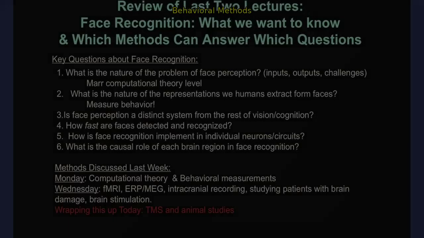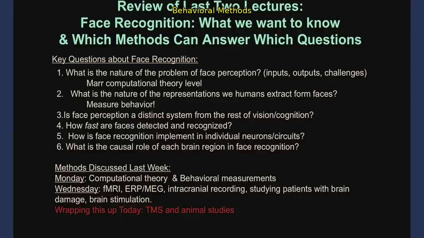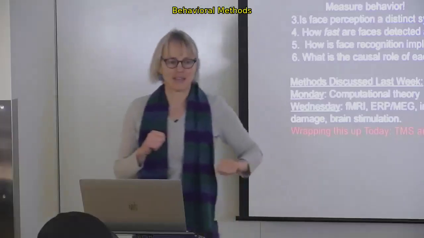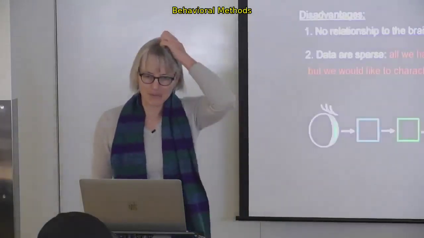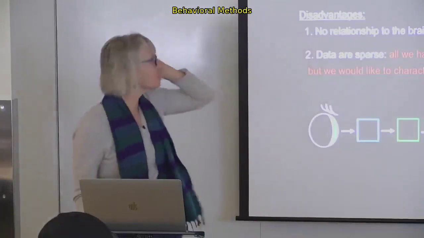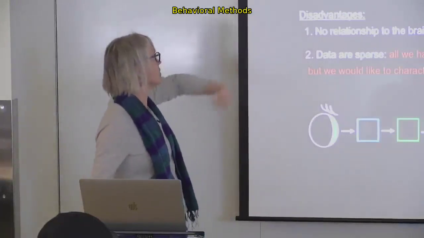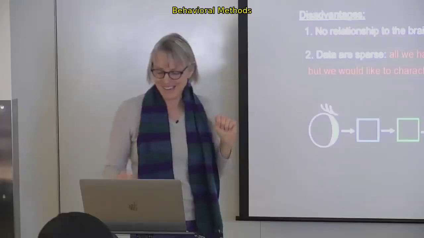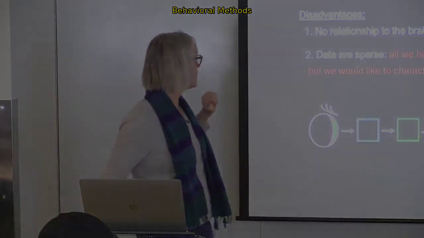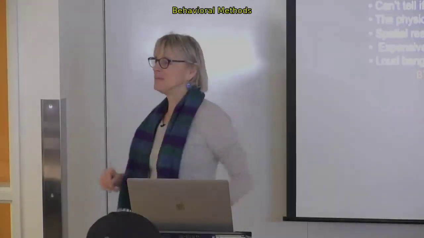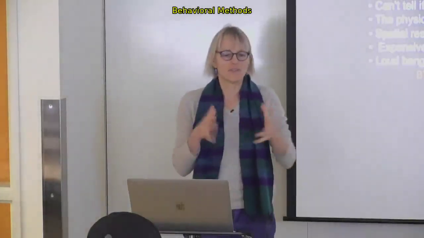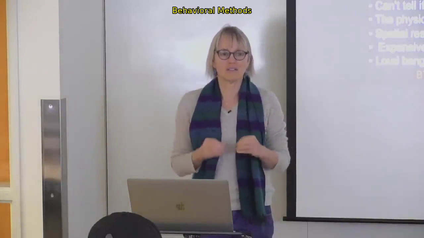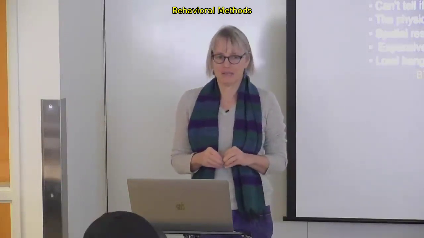Okay? So last week we talked about a bunch of them, and today we're going to wrap this up talking about TMS and animal studies. But first I just want to remind you very briefly, I won't go through in excruciating detail, we talked about behavioral methods, which are great for characterizing internal representations, as you saw with face inversion effects, and some of the other behavioral data. Its ability to tell you whether the neural activity you're looking at is causally involved in behavior is like nil.